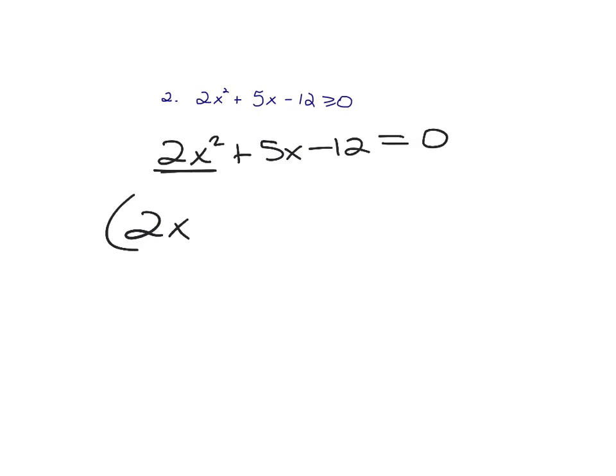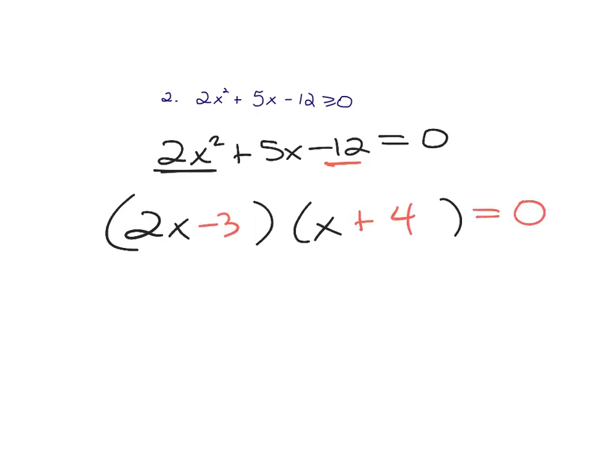I'm going to put a 2x here. I'm going to put an x here. And now my factors of -12 that I'm going to try, it's either going to be -1 and +12, -2 and +6, or -3 and +4. It's actually going to be -3, +4.